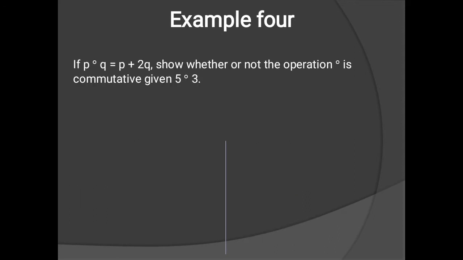All right, so let's use the same definition, but this time around we are using numbers. Example 4. If P operation Q equals P plus 2Q, show whether or not the operation over here is commutative or not. So show whether or not the operation is commutative given 5 operation 3. So using 5 operation 3, solving with this rule or definition, we should decide whether the operation is commutative or not. So let's delve into it.